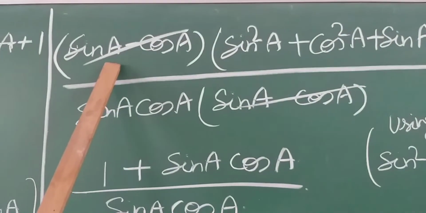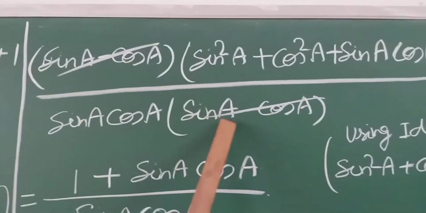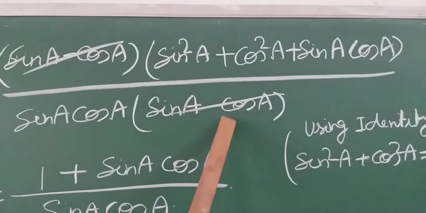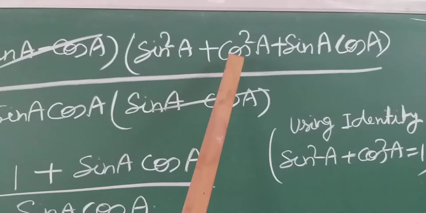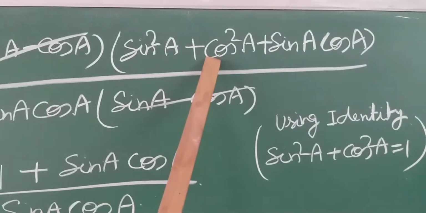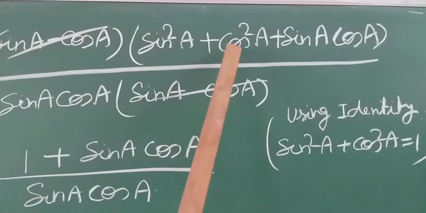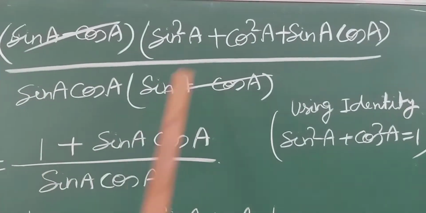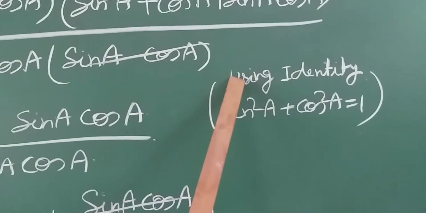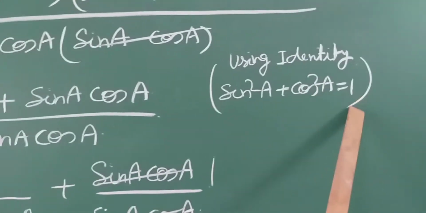So students, you can see here sin a minus cos a will be cancelled. Sin square a plus cos square a equal to 1. This is the identity. So in place of this we can write 1 plus sin a cos a, using the identity sin square a plus cos square a equal to 1.